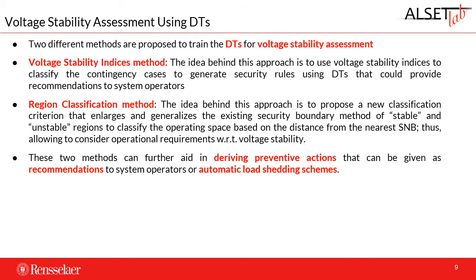So in this work, we have applied two different methods in order to train decision trees to perform voltage stability assessment. The first method is the voltage stability indices method. And the idea here is that we use the indices to classify different types of contingencies, and then this will be used to generate security rules using the decision trees. And these rules can be used as a recommendation.